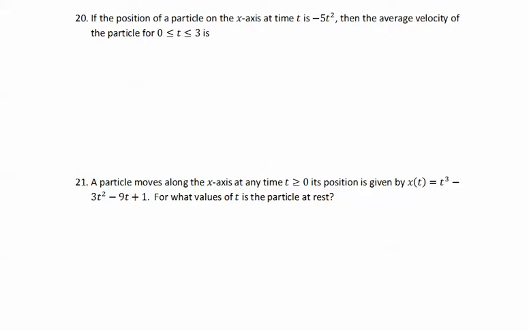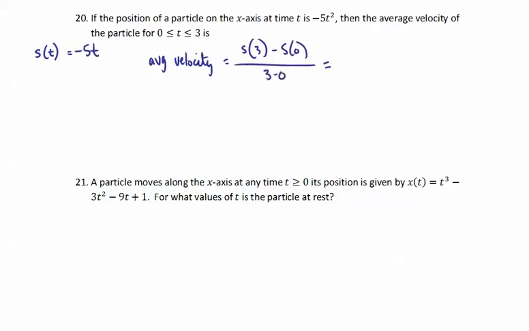if the position of the particle, we call position function s of t or x of t, either one is okay, is equal to negative 5t squared, then the average velocity would just be, from 0 to 3, s of 3 minus s of 0 over 3 minus 0. And 3 squared is 9. We're going to get negative 45.